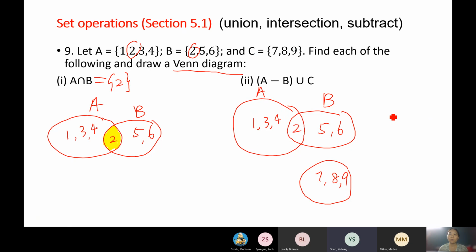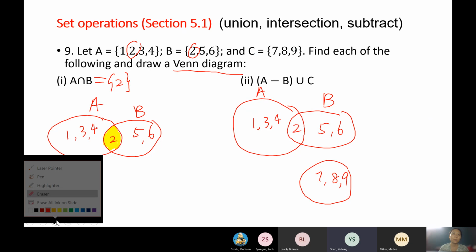I noticed quite a few students had C intersecting with B this way. Say that's C, put a 7, 8, 9 there. You may say, well, I didn't put any number in the intersection, but if you draw 2 circles that overlap, they must have something in there. If they don't have anything in there, you're not going to draw them intersecting or overlapping. So it's going to be completely separated from A and B.